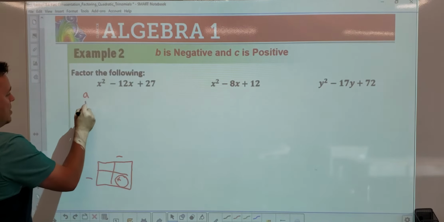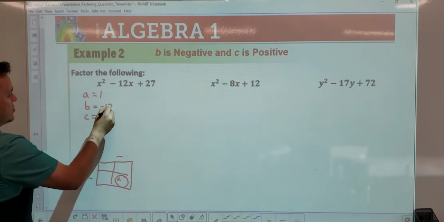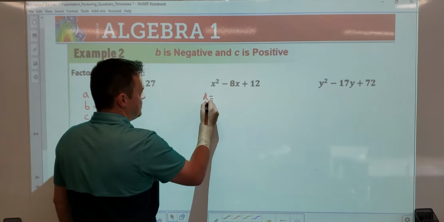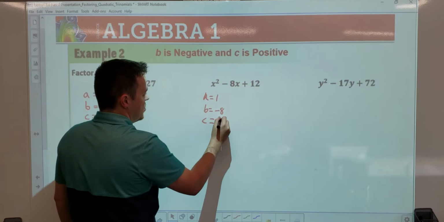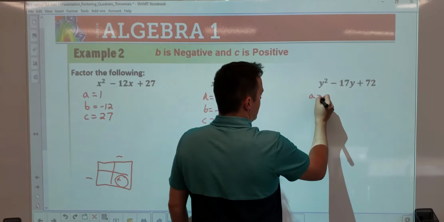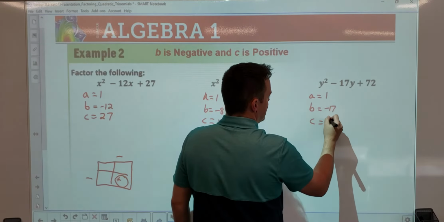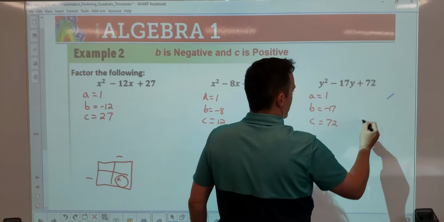So same setup. All right, ABC, wants you to do 1, negative 12, and 27. ABC, 1, negative 8, and 12. And then ABC is 1, negative 17, and 72. All right, now we're going to do it out with our x method, right? So we're going to try to figure this out.